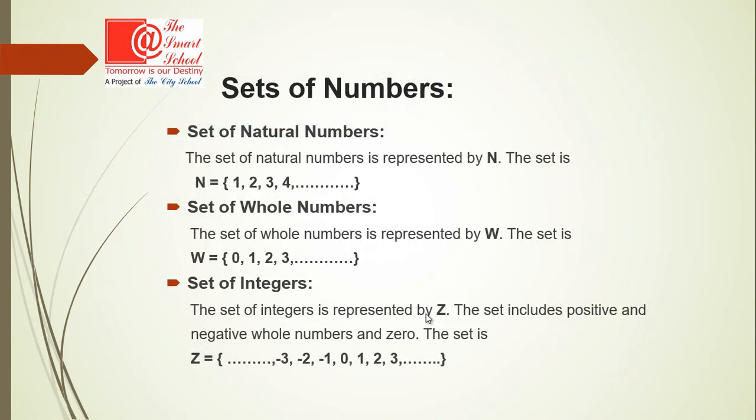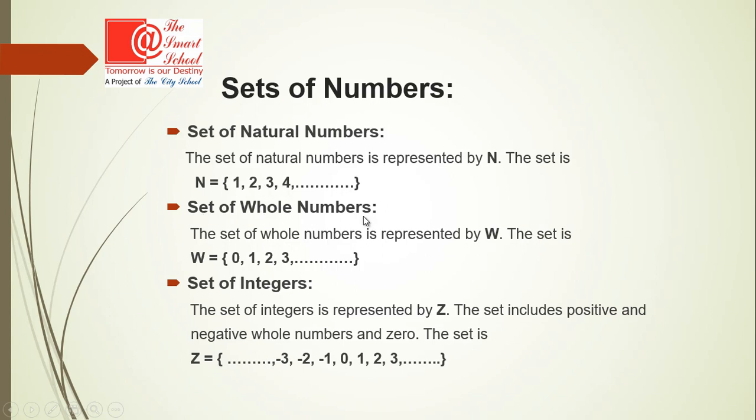Sets of numbers is actually integration of our previous learning of numbers to our current topic, sets. You are very much aware of all the types of numbers: natural numbers, whole numbers, integers, rational numbers, even and odd numbers, and prime numbers. But today we will discuss all these types of numbers as sets. Now, set of natural numbers. The set of natural numbers is represented by N, and the set is 1, 2, 3, 4 and onwards.